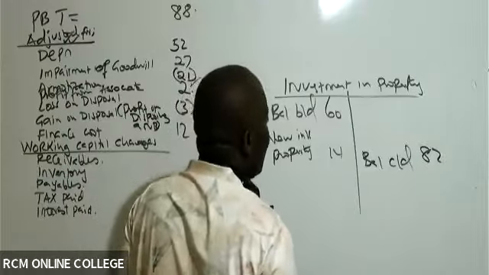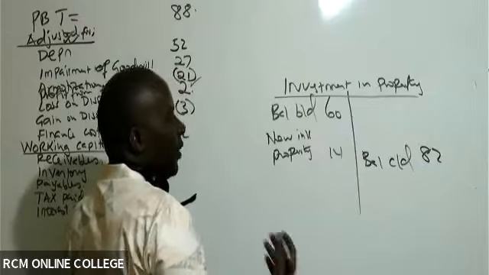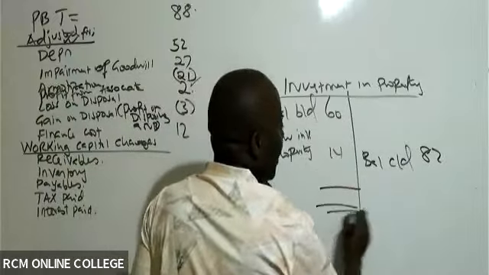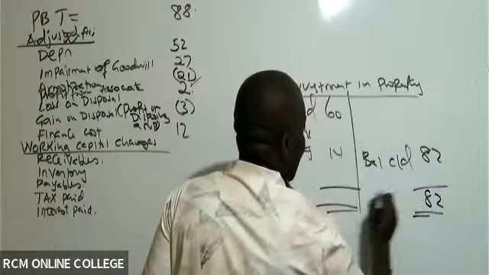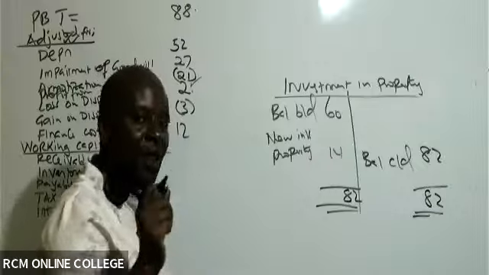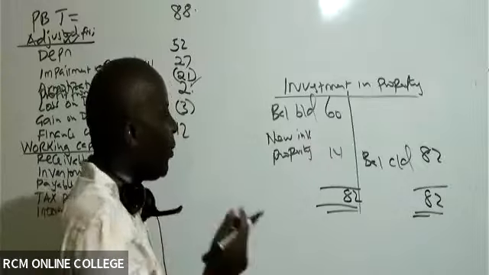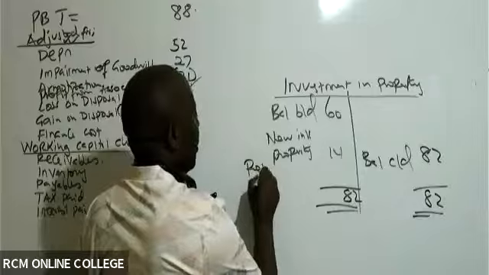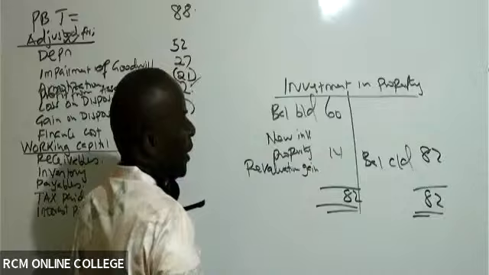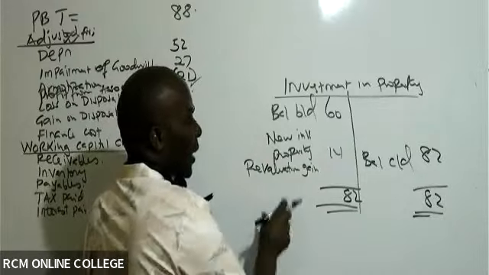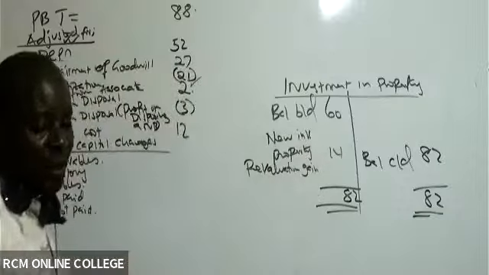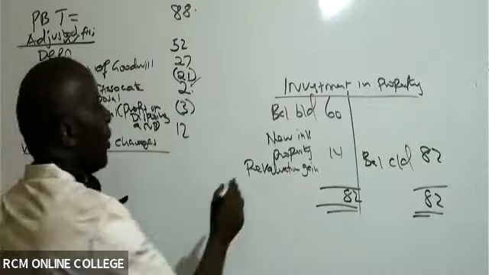So then what else in this case may have made this investment in the property? You see, this is 74 and this is 82. The moment they have told me that their investment in properties are fair valued, then I know there must have been some revaluation. So we have here a revaluation gain. It's a gain because it's on this debit side. So 82 minus 14 minus 60 will give me 8.